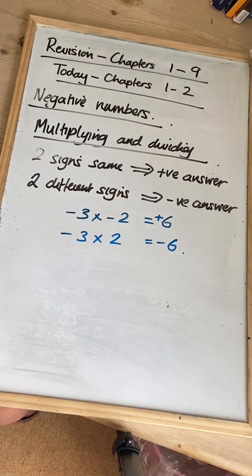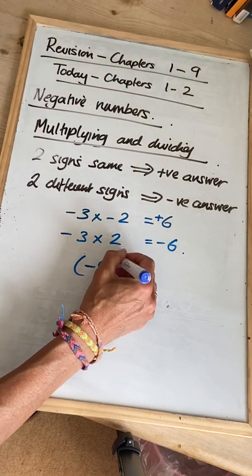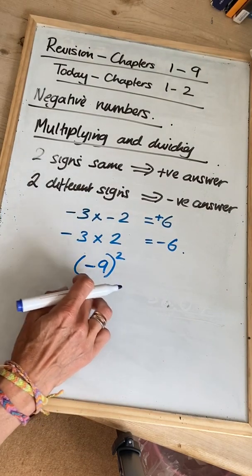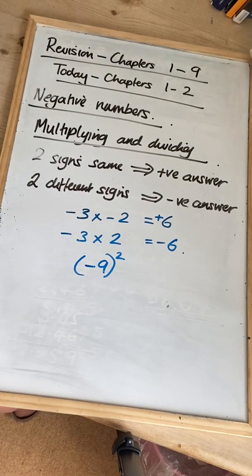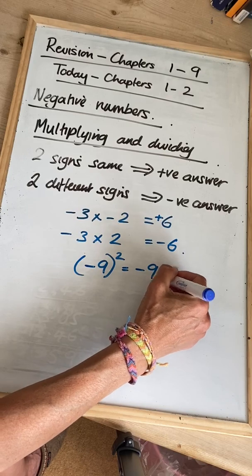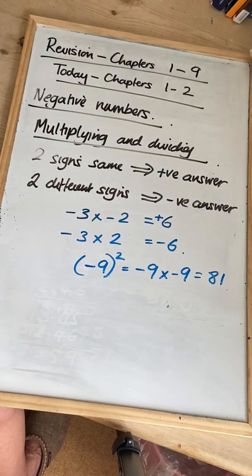The thing that a lot of you, I think, got wrong when you were doing some of those functions questions was when you get something like minus 9 squared. Now remember, if you put minus 9 without any brackets into your calculator and square it, you'll get minus 81. But what minus 9 squared actually means is minus 9 times minus 9, which is plus 81. Yeah, so just be very careful.